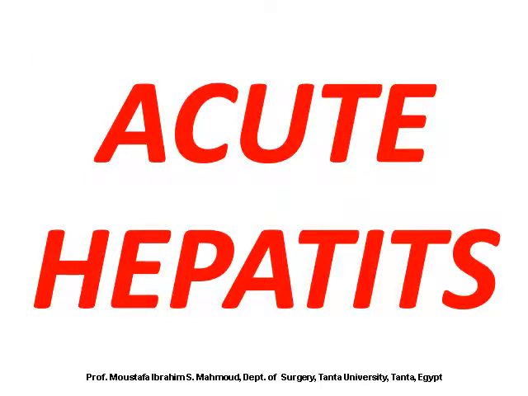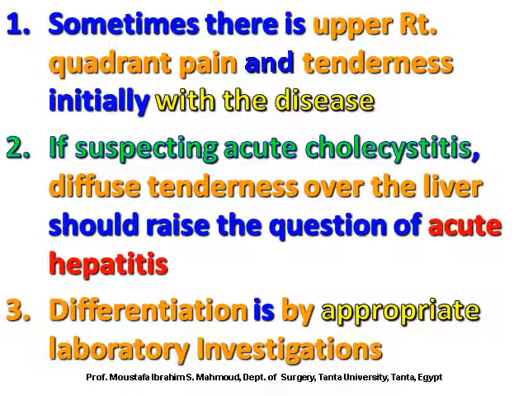Acute hepatitis. Sometimes there is upper right quadrant pain and tenderness initially with the disease. If suspecting acute cholecystitis, diffuse tenderness over the liver should raise the question of acute hepatitis. Differentiation is by the appropriate laboratory investigations.